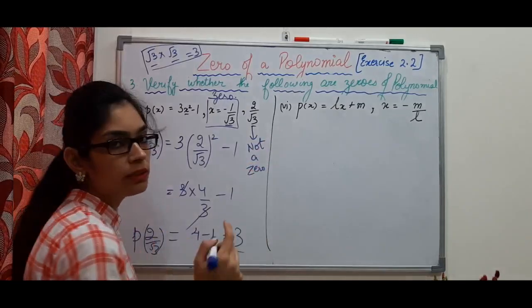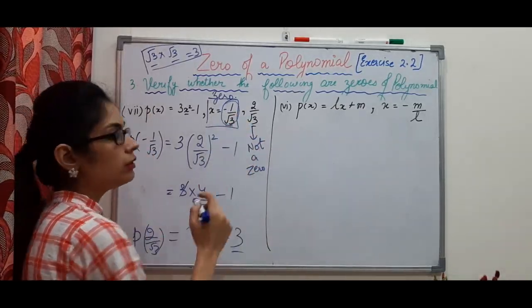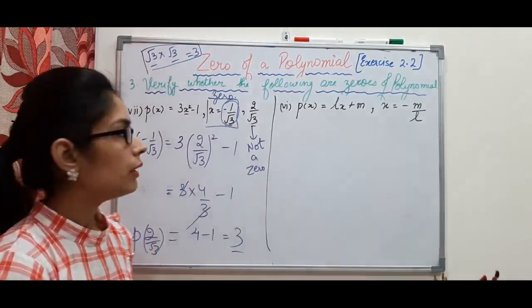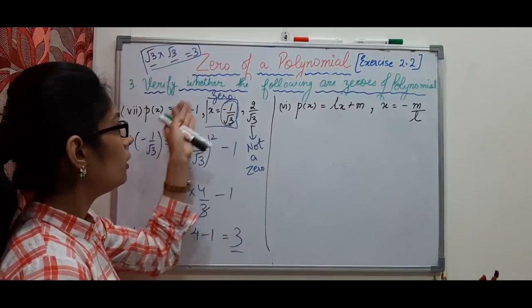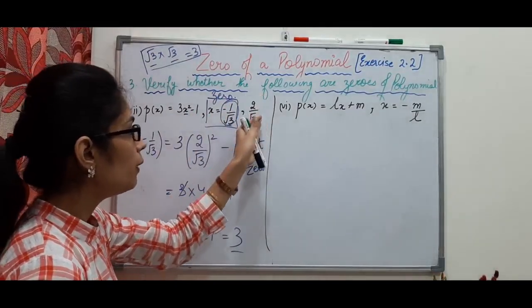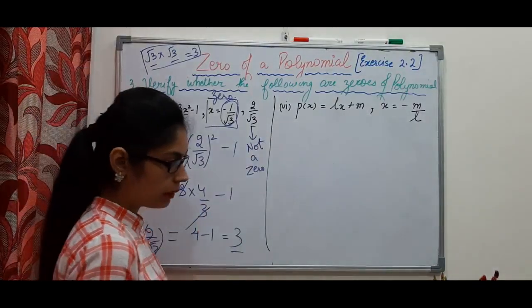So your expression should become equal to 0. Only then will this value be the 0 of the polynomial. So minus 1 by root 3 was a 0 of this polynomial, whereas 2 by root 3 is not a 0 of the given polynomial. Now let's do this part.